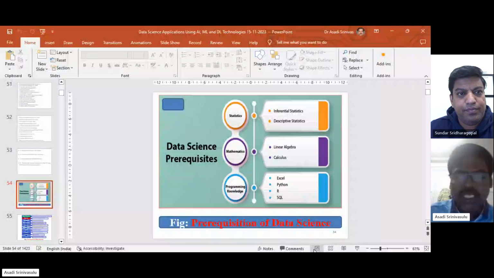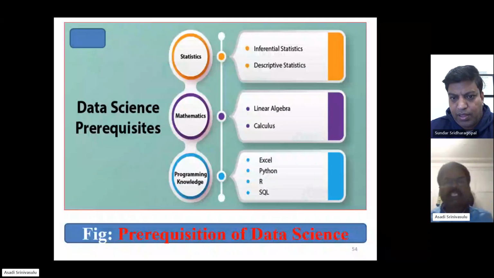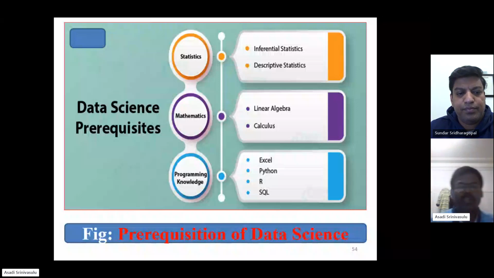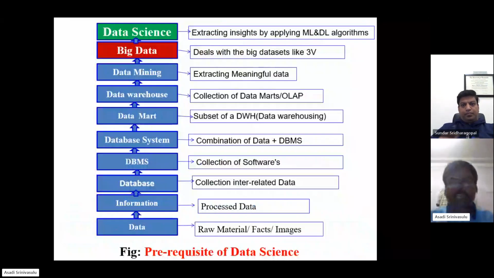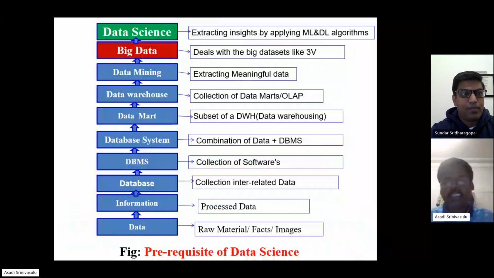So this is the prerequisite of data science. We need to select statistics, mathematics, and programming knowledge. Programming knowledge is required. Here we are choosing Python, and mathematics and statistics are compulsory subjects in order to understand data science concepts. And this is my own chart. I have created my own chart; it cannot be available anywhere else. By my experience, I have created this chart.